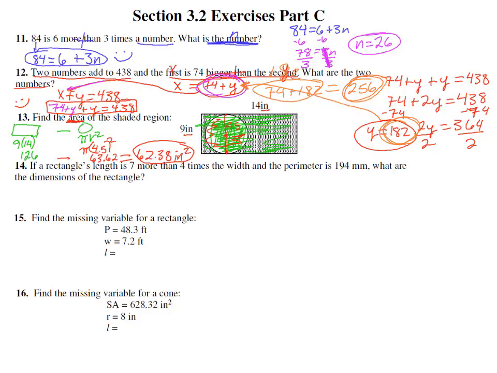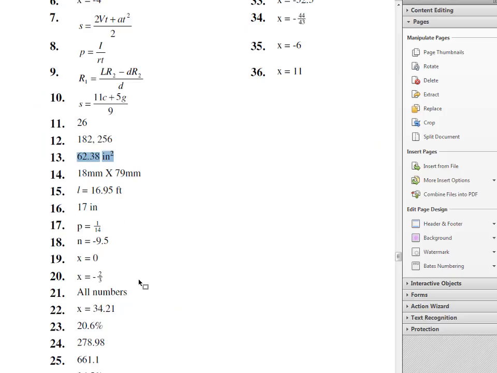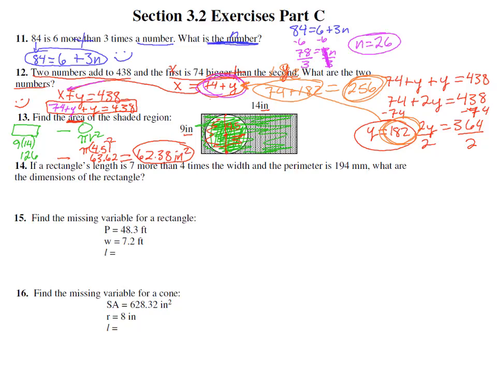62.38 inches squared. Let's check that answer. 62.38 inches squared. Good. Number 14 says if a rectangle's length is 7 more than 4 times the width and the perimeter is 194 millimeters, what are the dimensions of the rectangle?